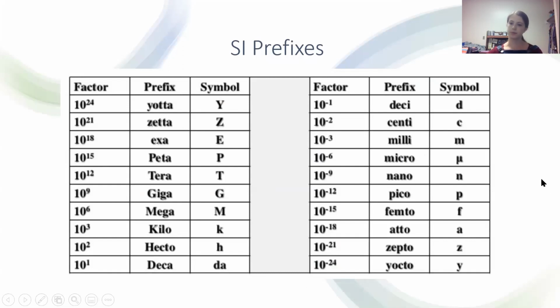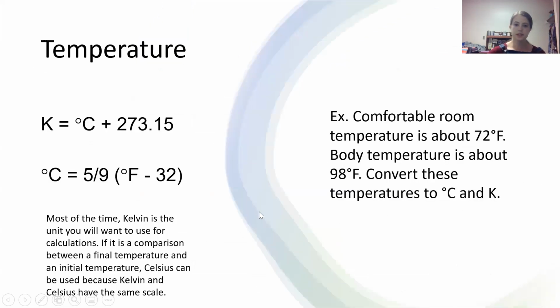And these are really helpful when we're doing dimensional analysis as well. Okay, here's temperature. So we're all familiar with Celsius and Fahrenheit, but in chemistry we use Kelvin. And a lot of the calculations we do will be using Kelvin. Kelvin is on the same scale as Celsius. So to find Kelvin from Celsius, all you have to do is add 273.15 to your degree Celsius.